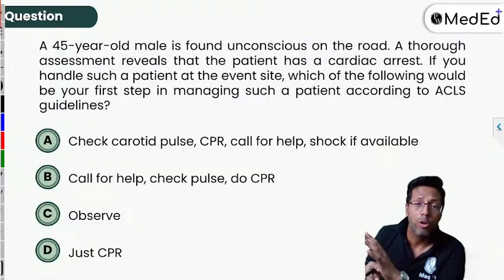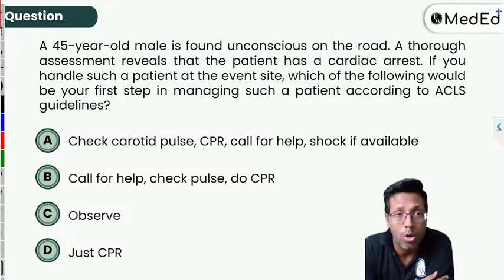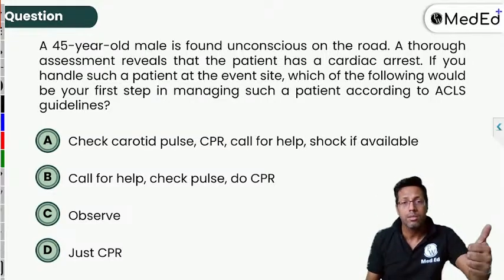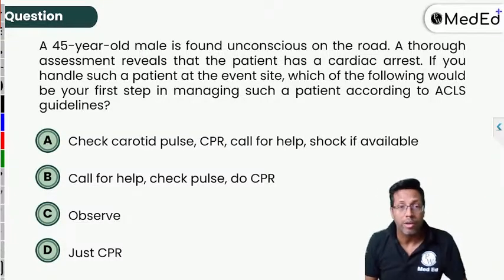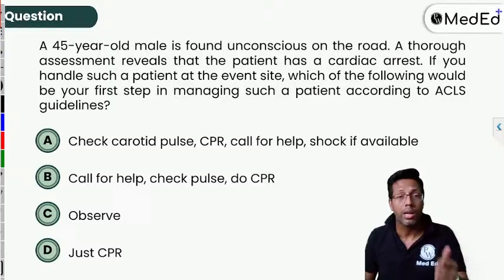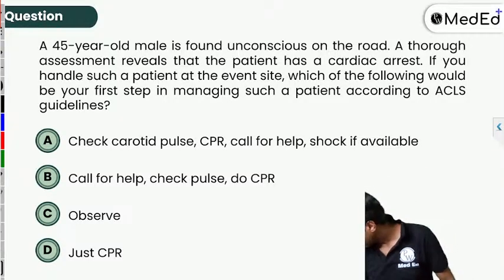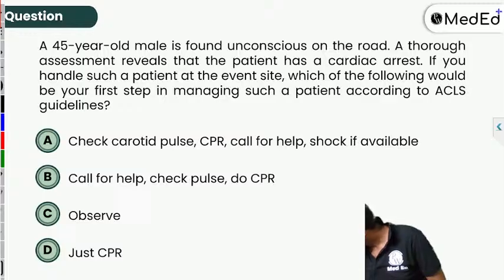Let me finish off. So the next question is, a 45-year-old male is found unconscious on the road. A thorough assessment reveals that the patient has cardiac arrest. If you handle such a patient at the event site, which of the following would be your first step in managing a patient according to ACLS guidelines? First is check the pulse, CPR, call for help, and shock if available. Second is call for help, check pulse, CPR. Third is observe, and fourth is just CPR. Fast. Yes, guys. Which one is the correct one?